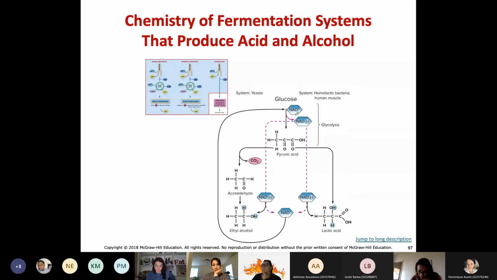All right, so fermentation, you start with glucose, you make your two pyruvates, and on one side of things, fermentation can take that pyruvate molecule, turn it into acetaldehyde, and then take that acetaldehyde and turn it into ethyl alcohol. Does anyone know what ethyl alcohol is?